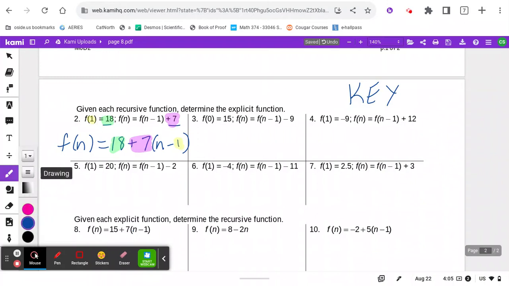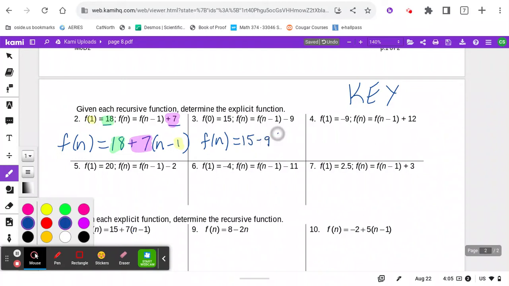Pause this video, try the next one. Okay, let's see how you did. So it begins with 15, subtracting 9 repeatedly to the n minus times 0. Now, remember, in class, people ask, do I have to put the 0 on that one? No, you can just do minus 9n or minus 9 quantity n minus 0. Both are acceptable.